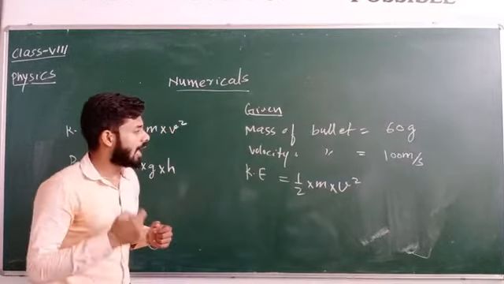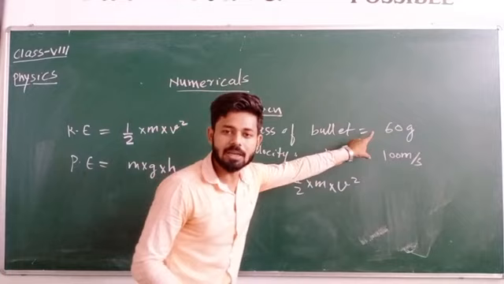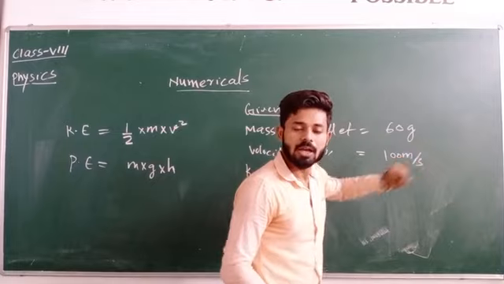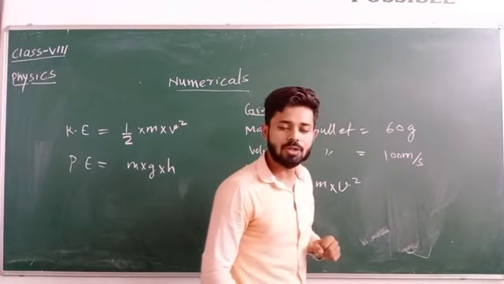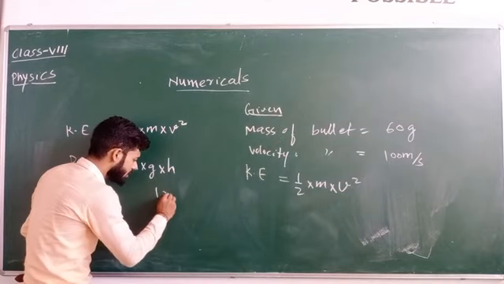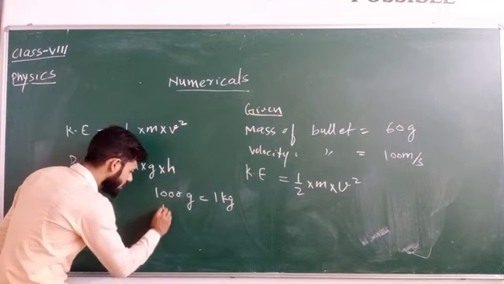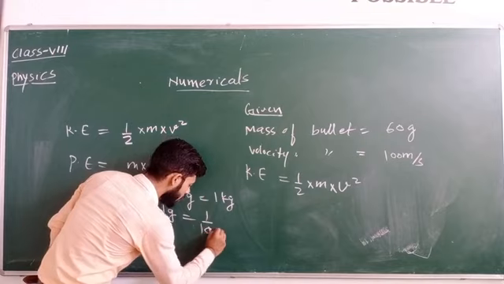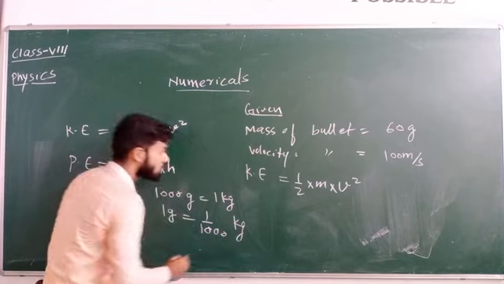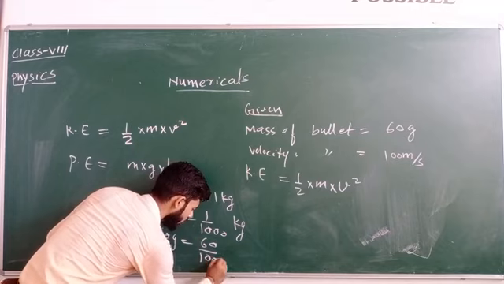Remember that m should be in kg, mass should be in kg. But here the mass is given in gram, so we will convert this gram into kg. 1000 gram is equal to 1 kg. So 1 gram is equal to 1 upon 1000 kg. So 60 gram is equal to 60 upon 1000 kg.